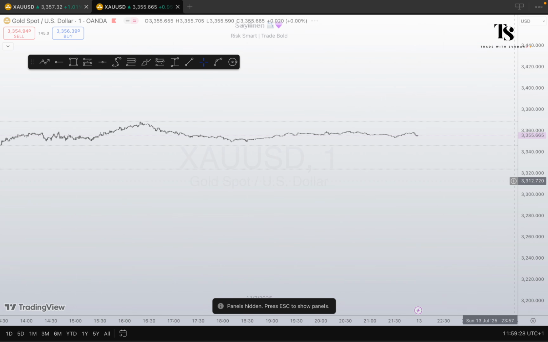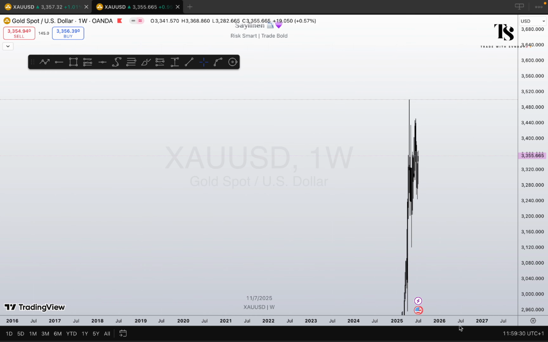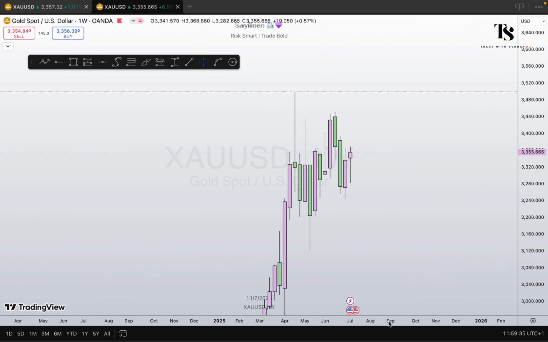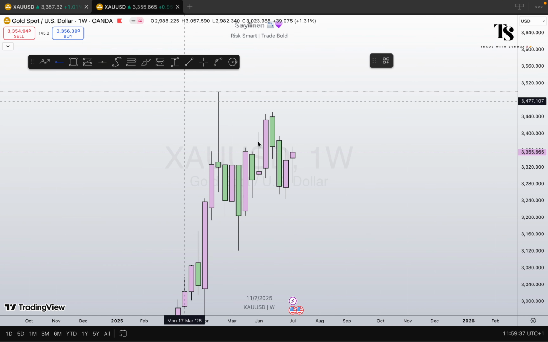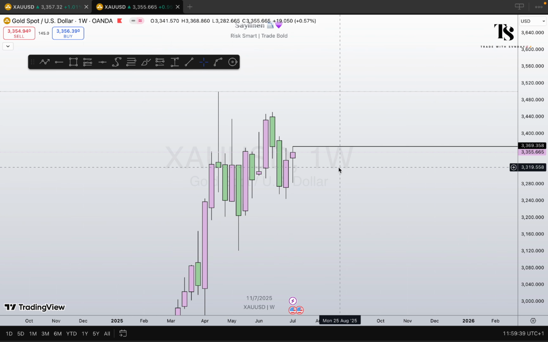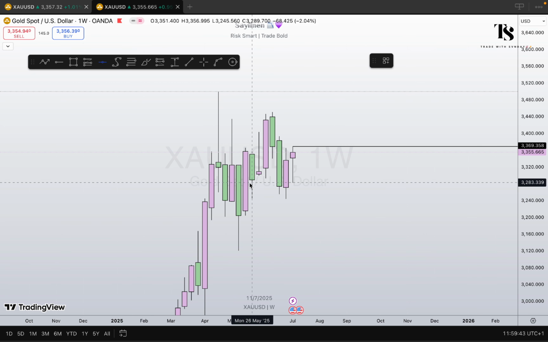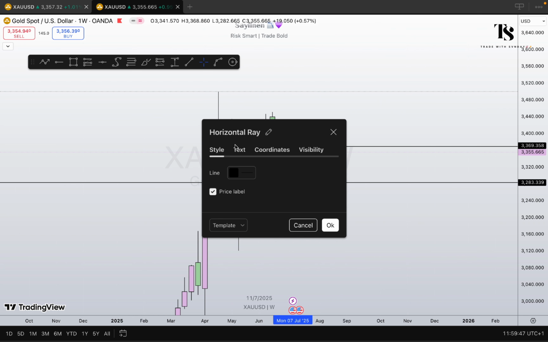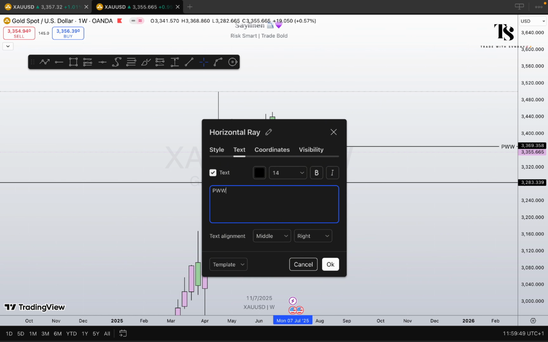So first things first, we go up to the weekly time frame. And when we go up to the weekly time frame, what I always do as usual is to mark the previous week's highs and lows. And then we could see our previous week high right here, the recent high, which was also Friday's high. Name the previous week high like that.